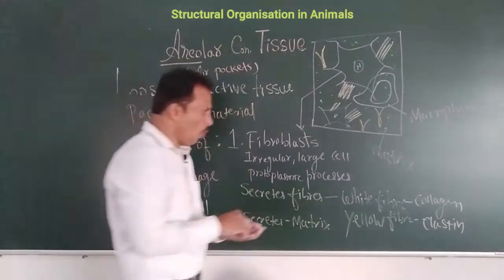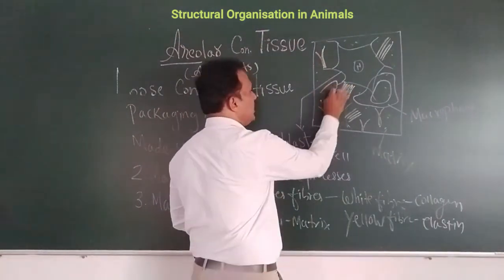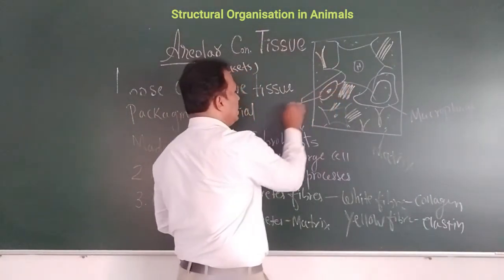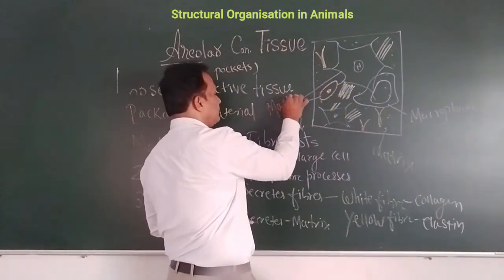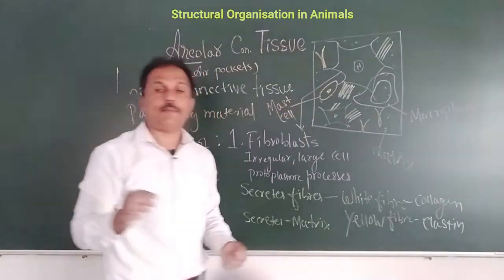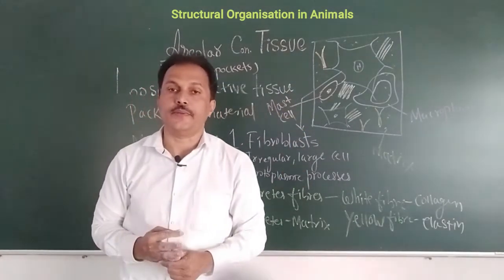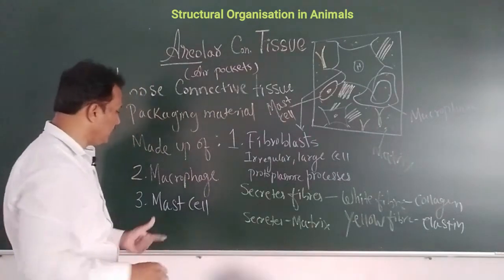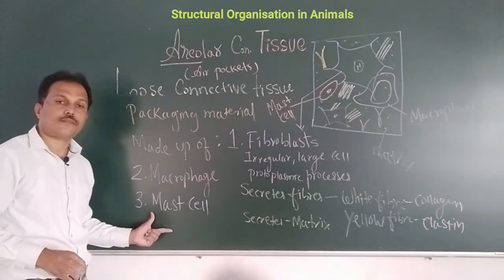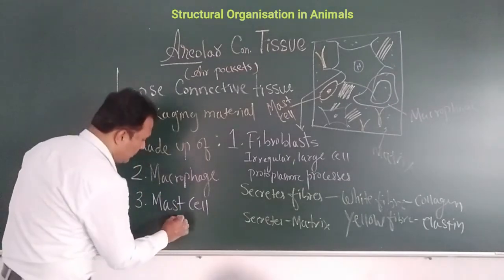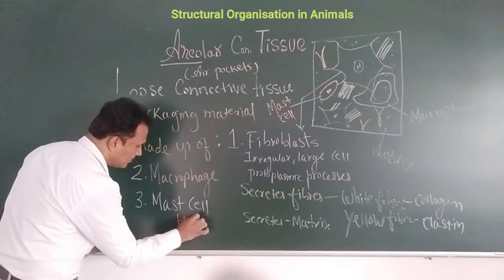These cells are oval in shape with a nucleus. This is the mast cell, the third type of cell present in the areolar connective tissue. What is the function of this mast cell? This mast cell secretes heparin.